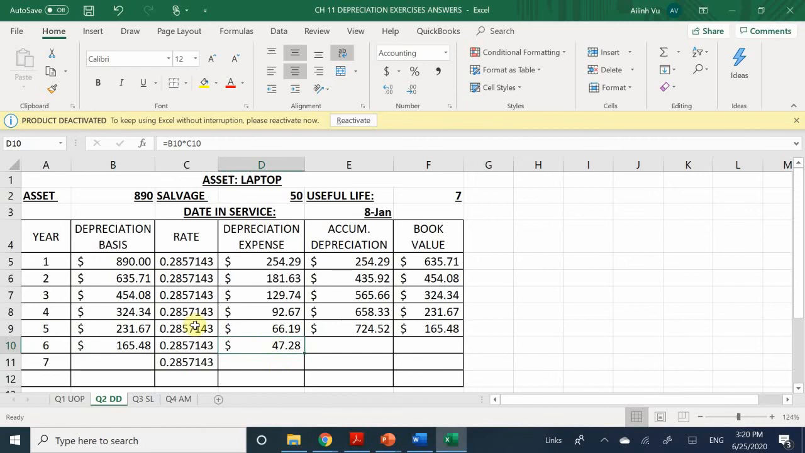Because Excel recognizes that I'm doing the same calculation and I'm dragging it, it automatically filled it in for me. That's the great thing about Excel. If it knows that I'm doing this, it's going to start filling these things automatically for me. So I should get $47.28. Yes, that's what I just got. And the accumulated depreciation, yep, that's it.